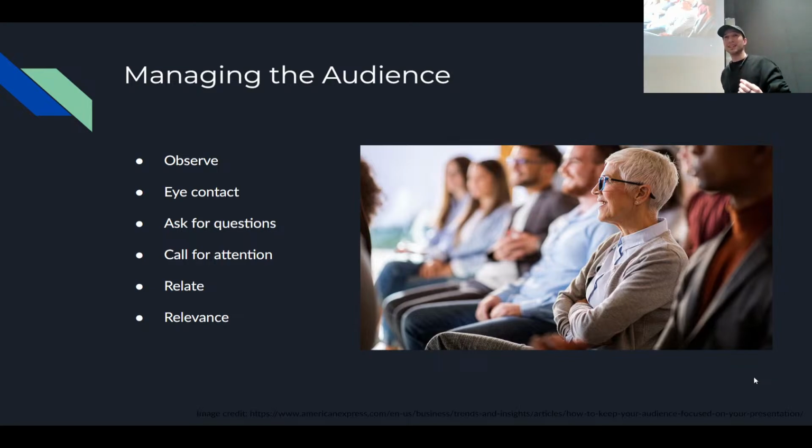As you are presenting, and this is where all the crazy multitasking stuff comes in, you need to observe your audience. Are people paying attention? Do people look tired? Do they look engaged? If people are leaning forward, they're much more engaged. If they're slouched back, they don't want to be there anymore. You can watch people's body language.